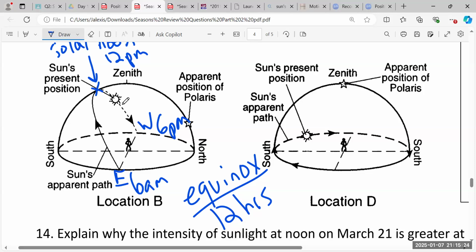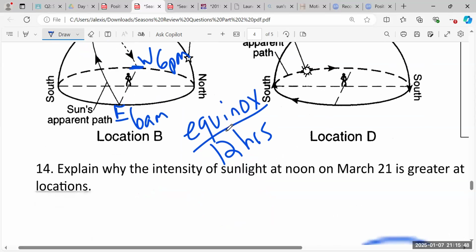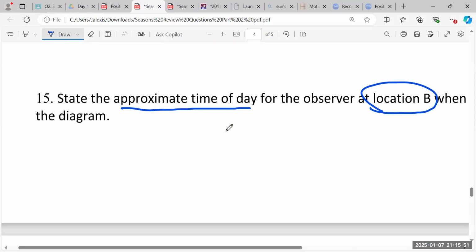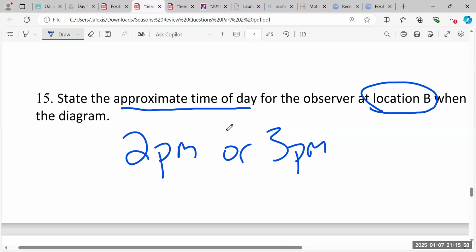And so therefore, what do I see? My sun's position is a little less than halfway between 12 p.m. and 6 p.m. So what is a good estimate? I would accept 2 p.m. or 3 p.m. as an answer. Because 6 p.m. is here, 12 p.m. is here, and the sun is a little less than halfway between 12 p.m. and 6 p.m. So therefore, I would accept 2 p.m. or 3 p.m. as an answer.